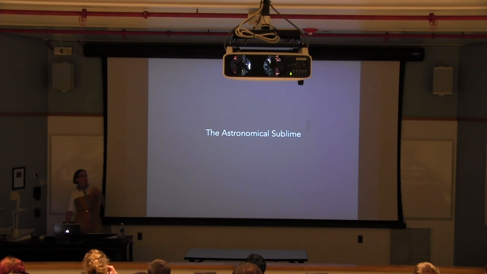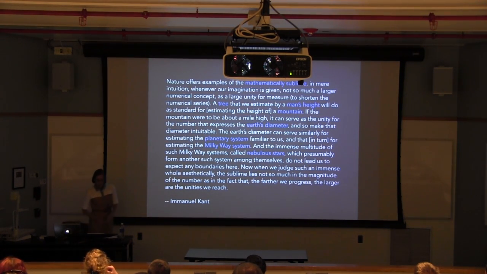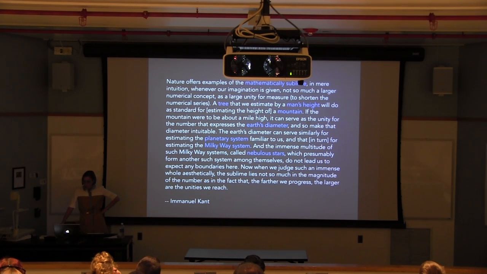And for Kant, the vastness of the universe, especially its relationship to the scale of humans, exemplified what he called the mathematical sublime. It's a really long quote, so I put it all up here, but you read it. And he writes, "Nature offers examples of the mathematically sublime in mere intuition whenever our imagination is given, not so much a larger numerical concept as a large unity for measure to shorten the numerical series. A tree that we estimate by a man's height will do as standard for estimating the height of a mountain.